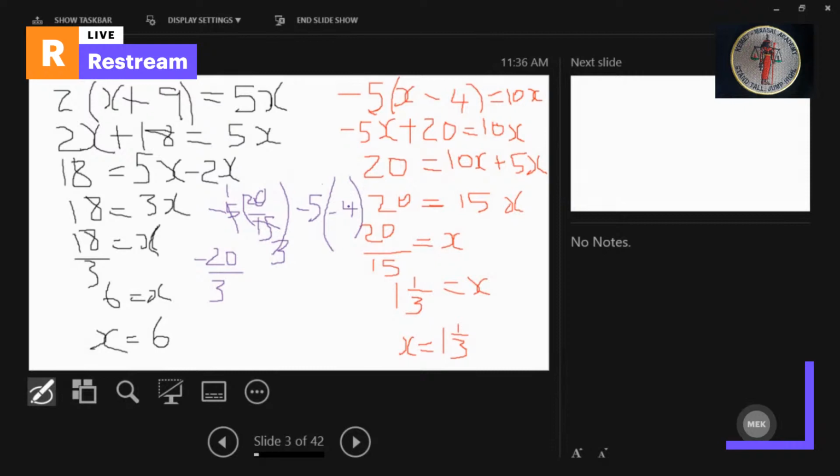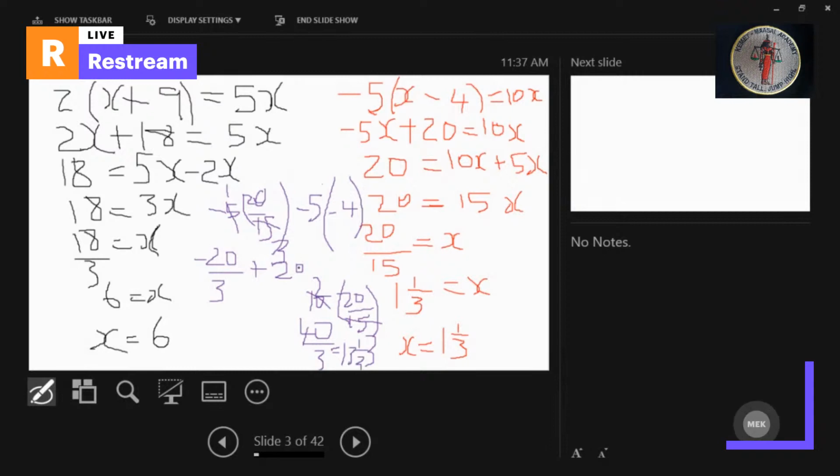And negative 5 times negative 4, that's a positive 20. And 10 times 20 over 15. Okay, so 5 into that, 2, 5 into that, 3. So that's 40 over 3. All right, so the 40 over 3, that gives what? 13 and 1/3.